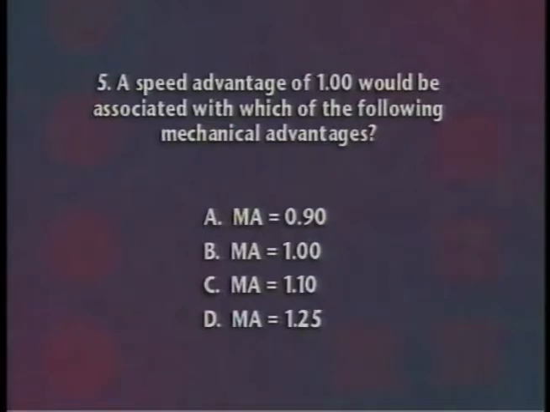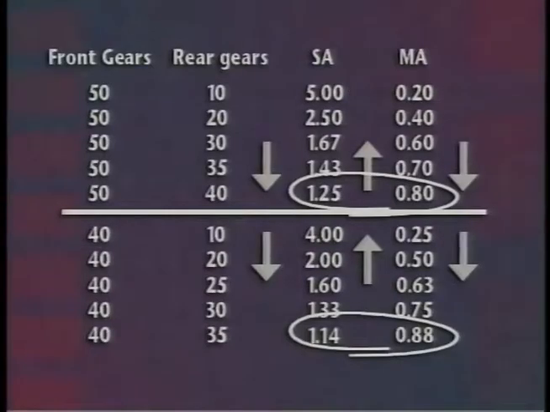This is also an inference question, asking us to make predictions with new values. There are at least two ways to solve this problem. First, let's use the table and try to infer what a mechanical advantage would be that corresponds to an SA of 1.00. Looking at the table, an SA of 1.25 corresponds to an MA of 0.80.